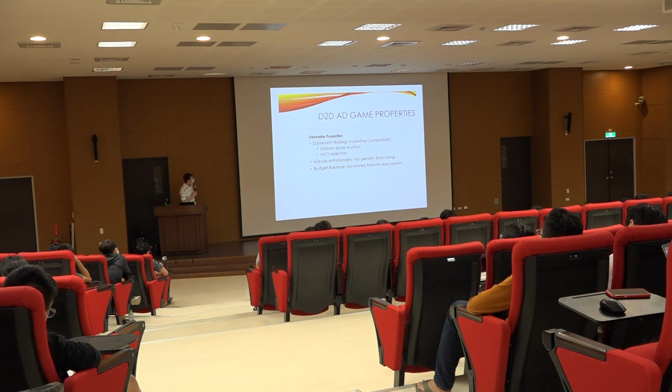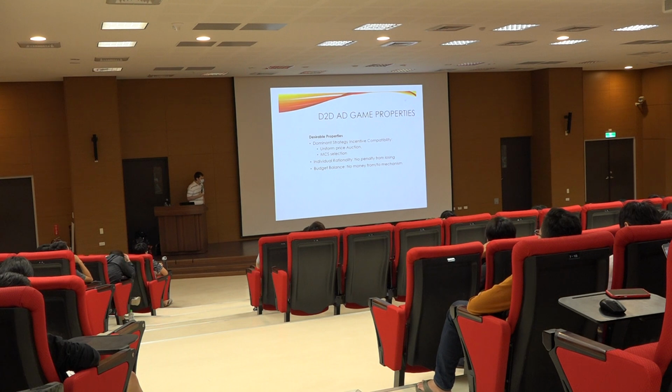Now, for this game, its desirable properties are that it's dominant strategy incentive compatible. It's a uniform price auction, because resource block prices all increase at the same time. And MCS selection is dominant strategy incentive compatible as well. It exhibits individual rationality as there's no penalty from losing. You lose, so what? You don't lose any money, you just don't win. It's not like a penalty where you lose and actually lose money.